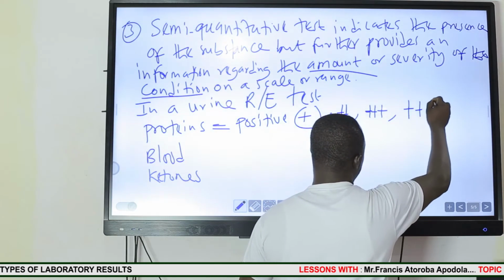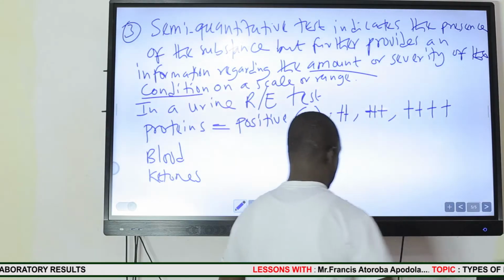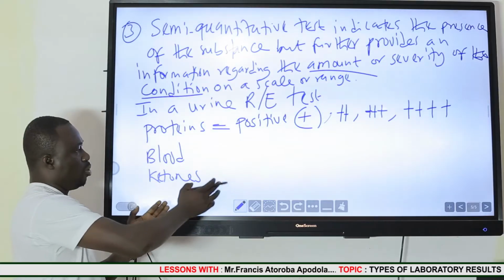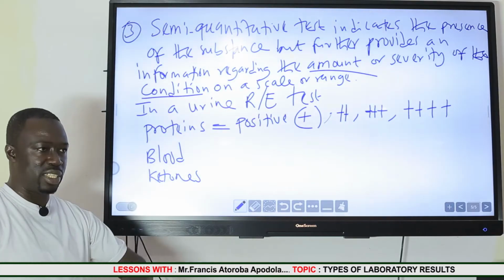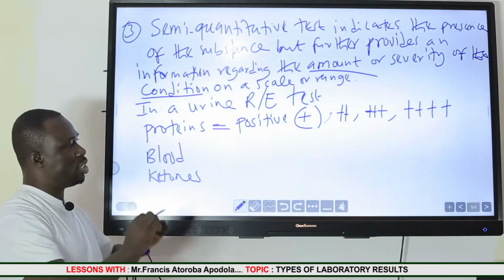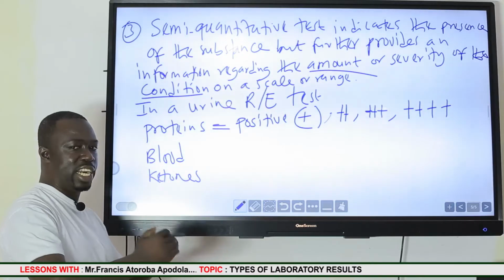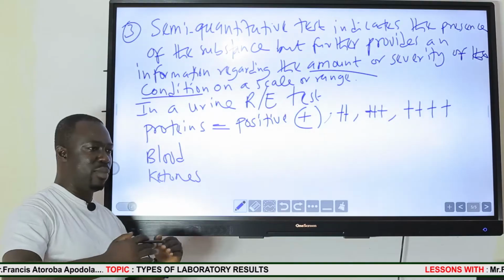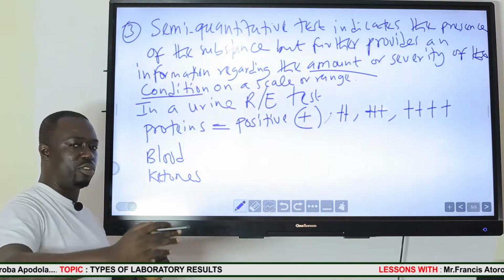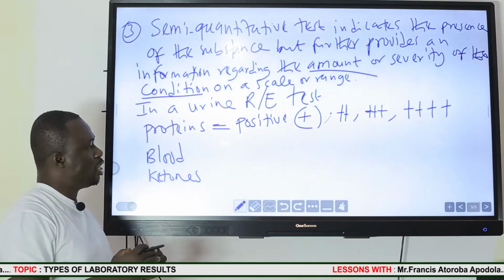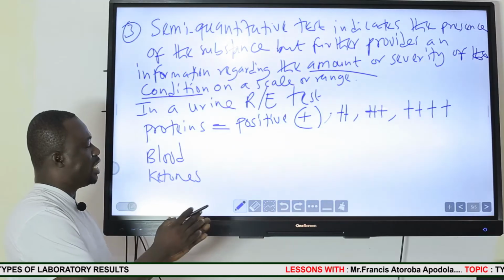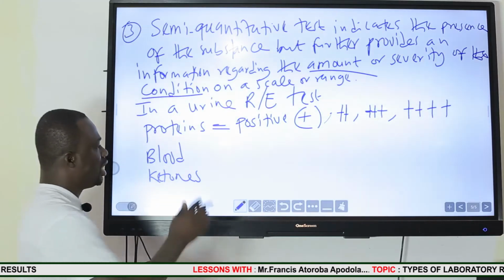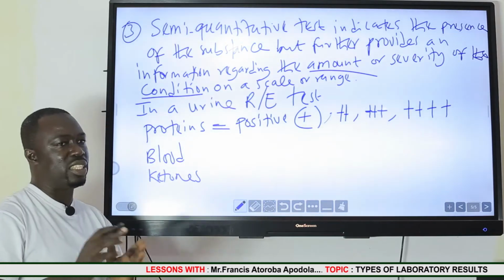So proteins are positive, but that is +4. This kind of reporting, where the substance is present but we use the plus to try to grade it in order to indicate the amount or the severity of the condition, or to put it in terms of quantity but not in terms of numbers, is called semi-quantitative.